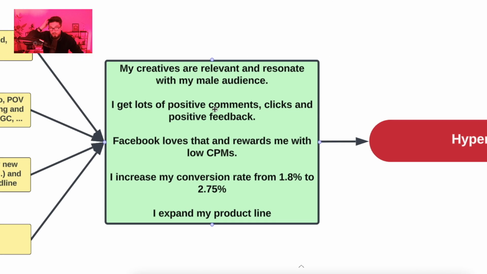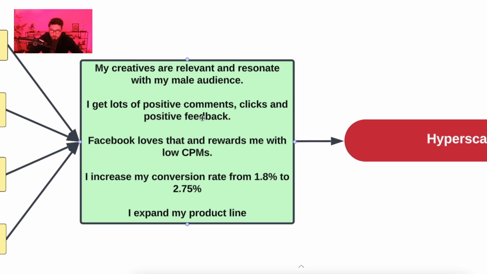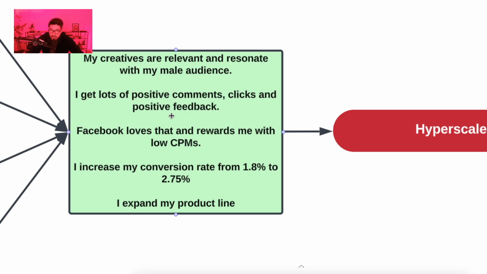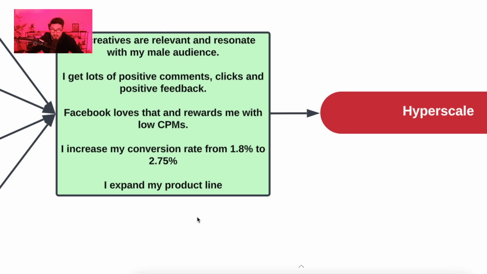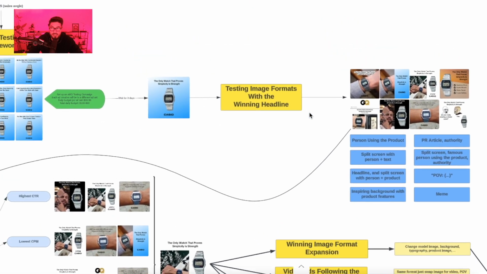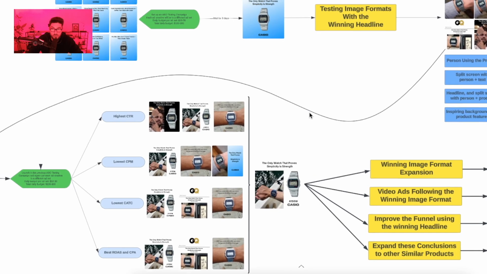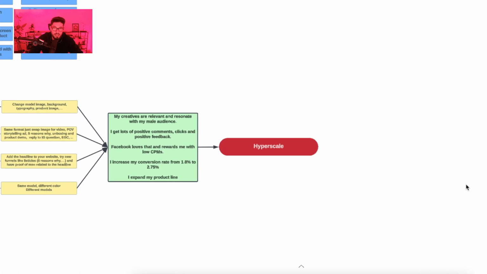So as a conclusion, my creatives are relevant and resonate with my male audience. I get lots of positive comments and clicks, and positive feedback. Facebook loves that and rewards me with low CPMs, and I increase my conversion rate from 1% to 2%. Then I expand my product line and put more products into this winning scaling infrastructure, and then I can hyperscale. So to reach the level of hyperscaling, you basically go through this, you gather a lot of data and knowledge and conclusions and successful tests, expand them, and you've got the winning scaling infrastructure.